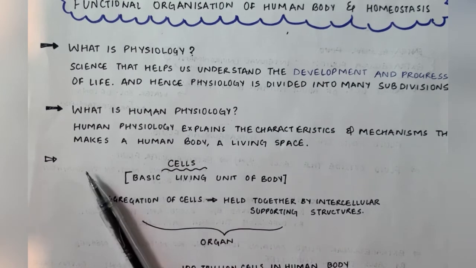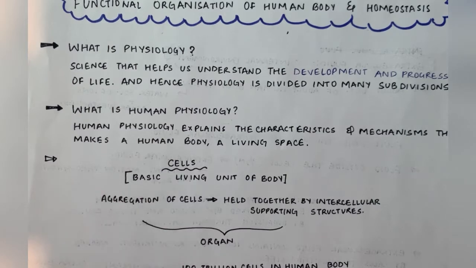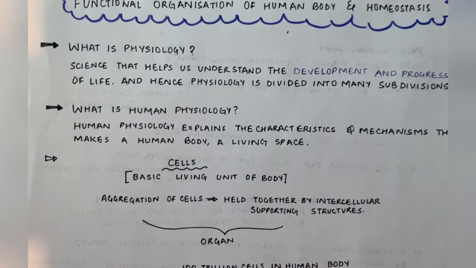So who makes your body a living space? A living space, just say your body is breathing, doing functions. It's the organs, it's the cells that are working together, the tissues that are working together. So how they work in the body, we are going to read that under human physiology.